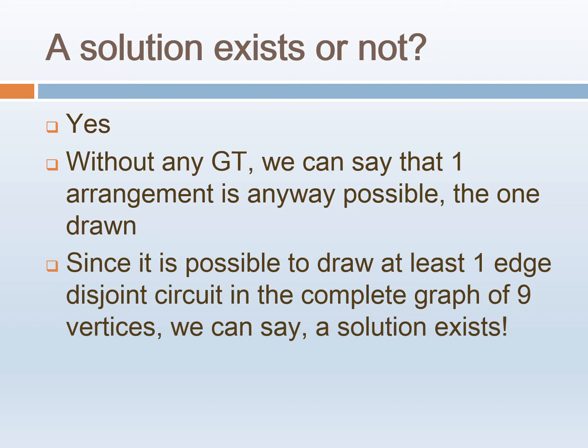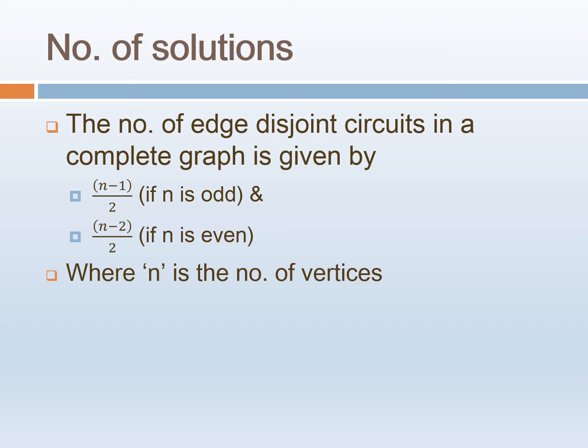Now, on the grounds of graph theory, I can say that since it is possible to draw at least one edge disjoint circuit in a complete graph of 9 vertices, a solution exists. Now, what about the remaining solutions? Total how many solutions are possible? Now, this is purely mathematical, okay? You are not going to understand anything here. It's okay. We will recall these problems and these formulas later when we learn the related concepts.